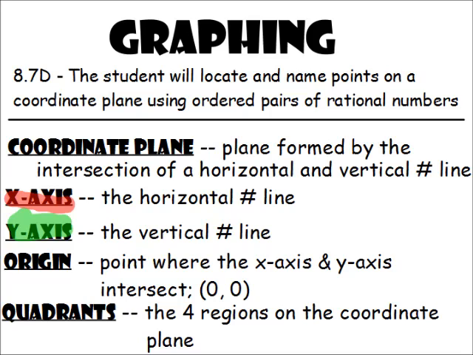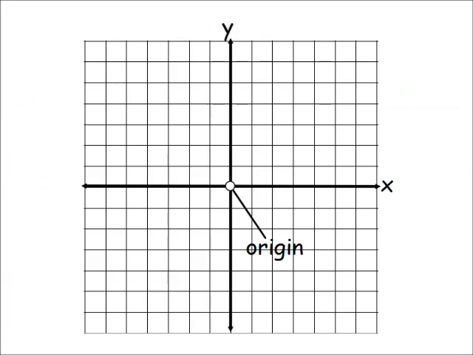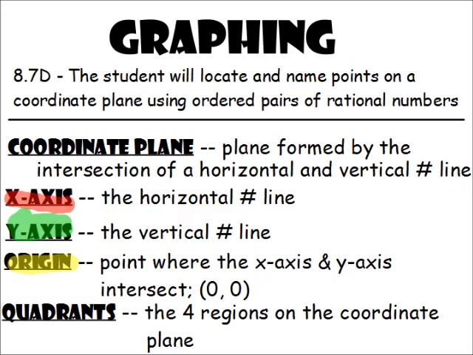The origin is the point where the x-axis and the y-axis intersect, and the coordinates of that point are 0, 0. As seen here, this is the origin, the point where the two intersect. And finally, we have quadrants. Those are the four regions of the coordinate plane.